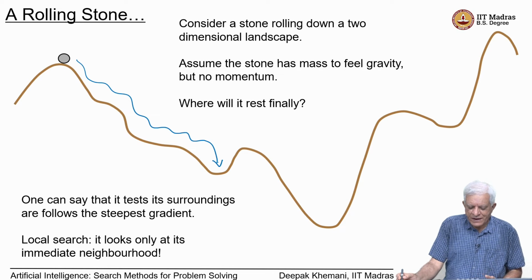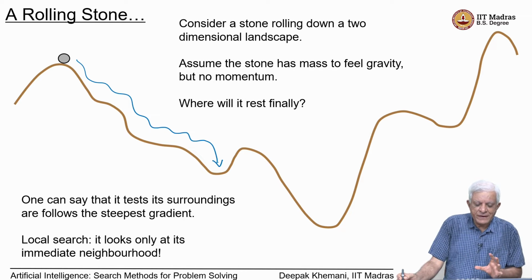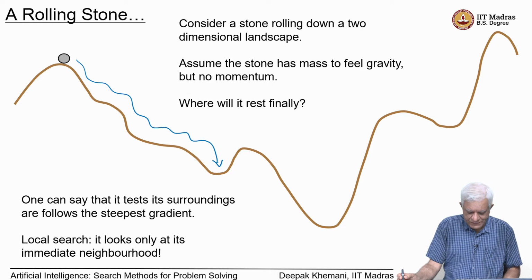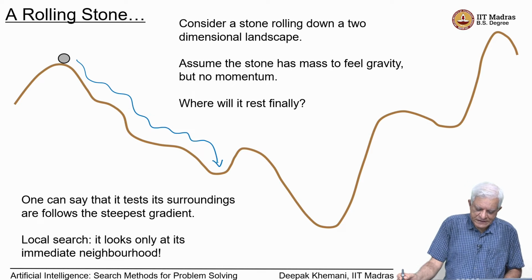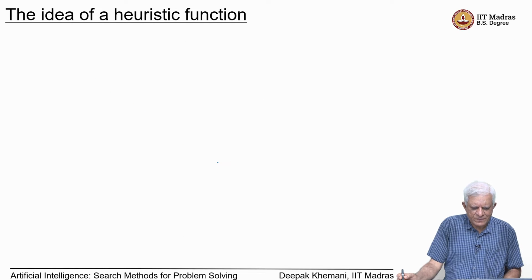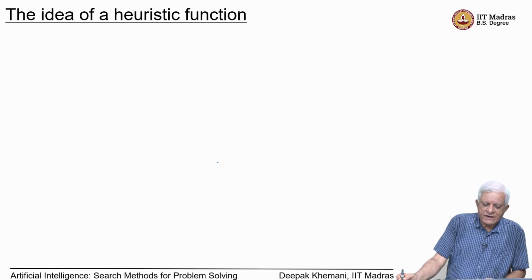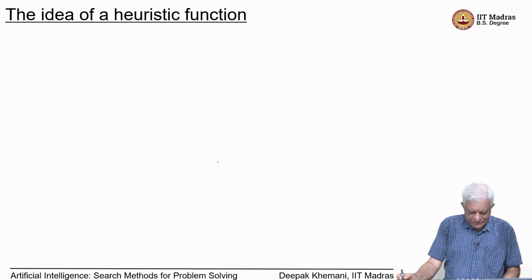We will see how this manifests itself into a search algorithm, but this idea of steepest gradient descent is one of the approaches that we will study in the next few videos. So, we have this idea of a heuristic function.